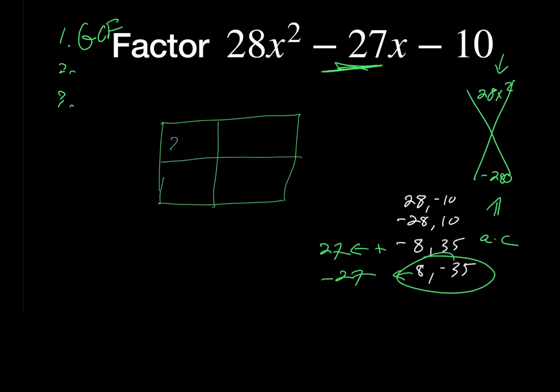Upper left-hand corner, this is 28x squared. Bottom right is negative 10. First term, last term. These two numbers that I found from the X go into the boxes. Does it matter which one? Not really. It's negative 35x, positive 8x.